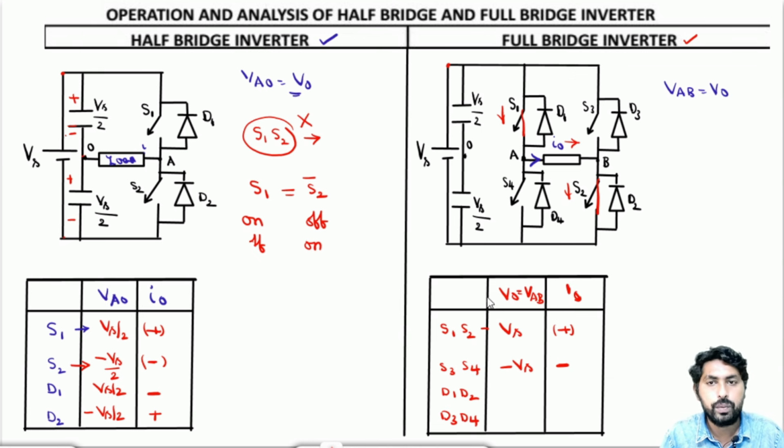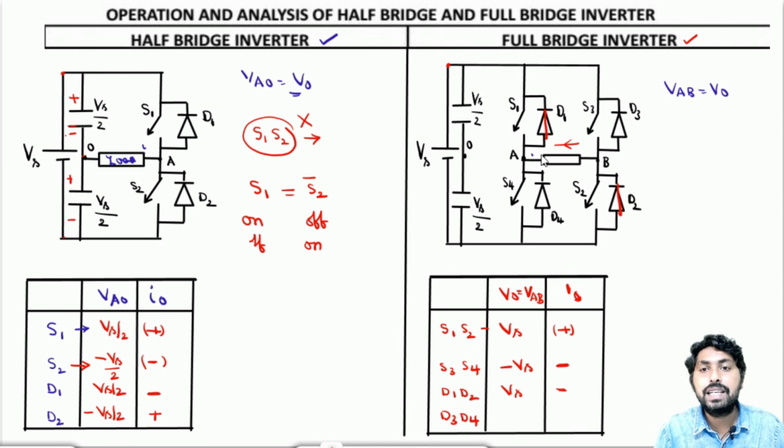What happens when D1 and D2 are in on condition? Close the D1 and D2 and check. If I close the D1 and D2, the current direction will be B to A, but the output voltage will be the same, Vs, and the current will be negative. When D3 and D4 are closed, the current direction is the same as the assumed direction, but the output voltage is minus.